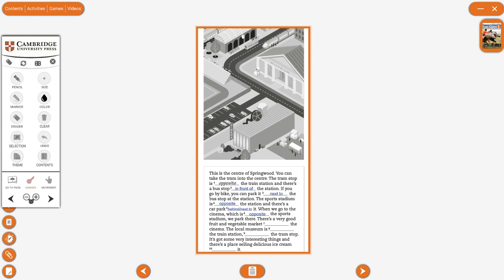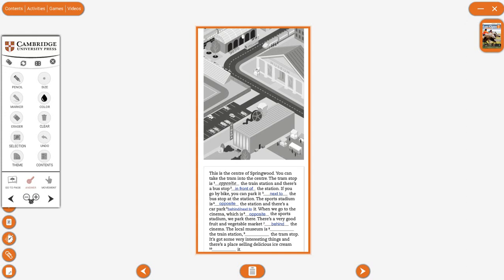There is a very good fruit and vegetable market, blah blah blah the cinema. Where is the vegetable and food market? Behind the cinema. The local museum is blah blah blah the train station. Where is the local museum? Train station. Look at train station and local museum.